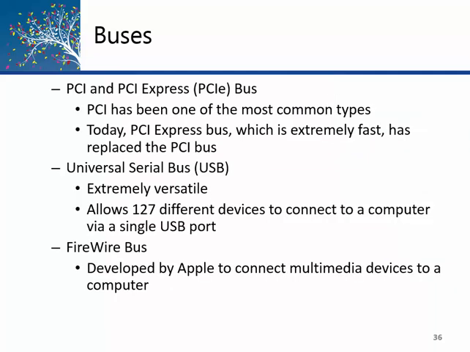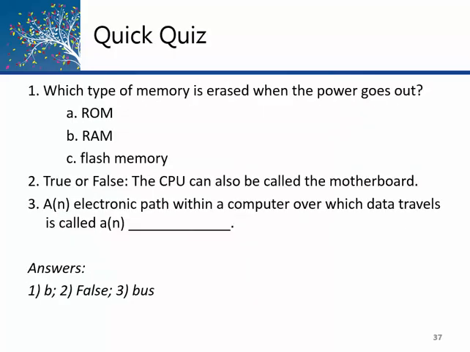PCI Express and universal serial buses and FireWire buses. These are ways that we take our keyboards and our monitors and our cameras and connect them into the system unit. But we don't do that often enough that they become mission critical. The CPU is mission critical, and the performance of it always matters.